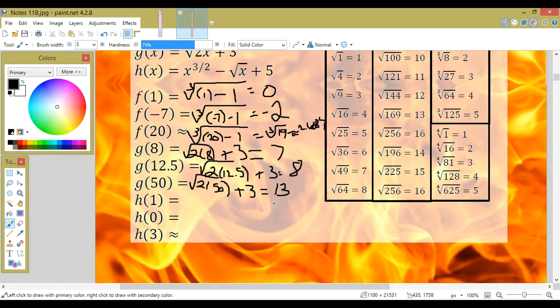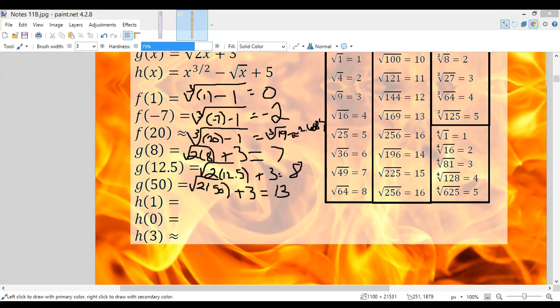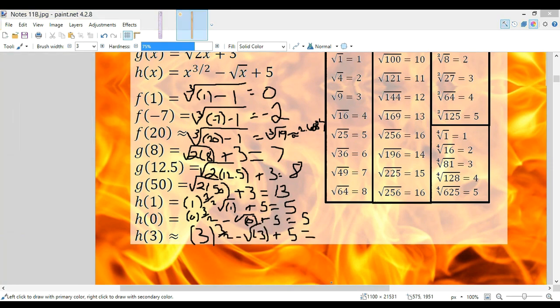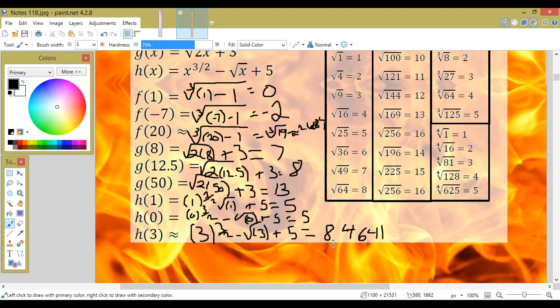Okay, now let's look at the last function, h of x. So for each x, we're going to plug in the number that it has here to evaluate these functions. So for the first one, after we substitute each x as 1, we get 5. H of 0 is also 5. And the last one, h of 3, we'll plug in 3 for each x. And we put that in the calculator, we get 8.4641.